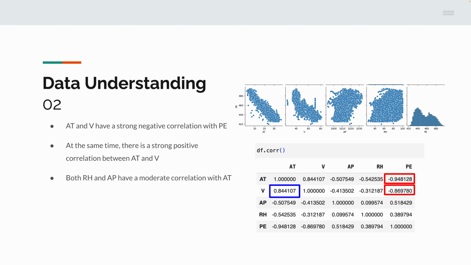Through statistical analysis and data visualization, we can observe that the temperature and exhaust vacuum have a strong negative correlation with power output, and there is a strong positive correlation between temperature and exhaust vacuum as well. Apart from this, both humidity and ambient pressure have a moderate correlation with temperature.